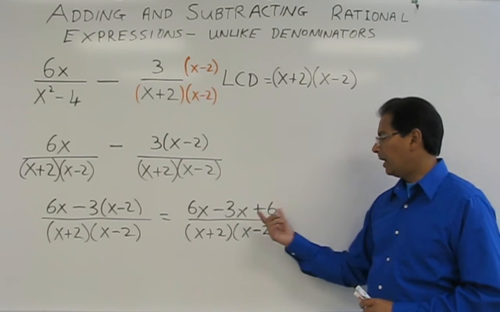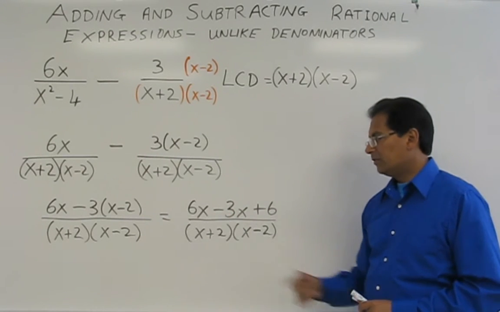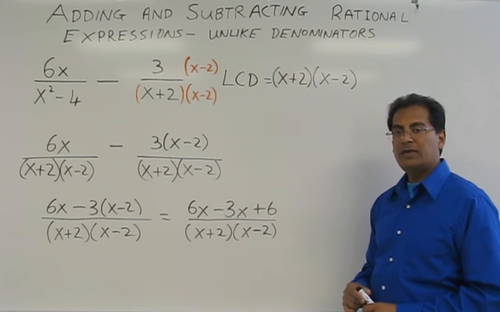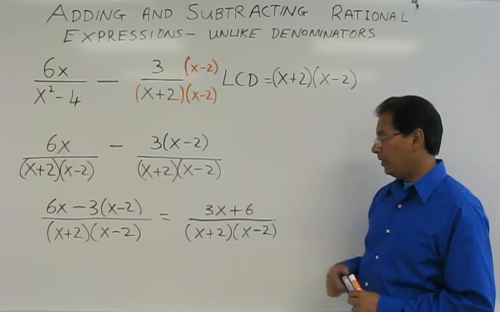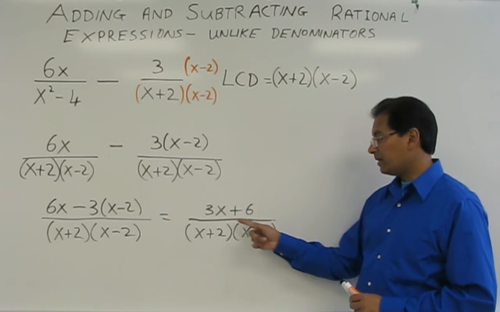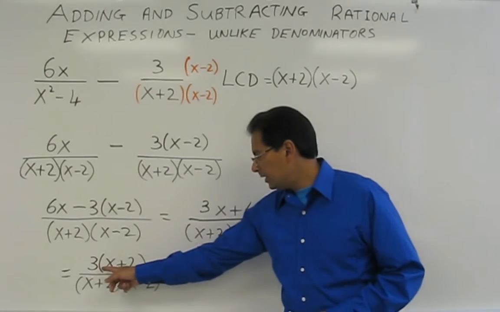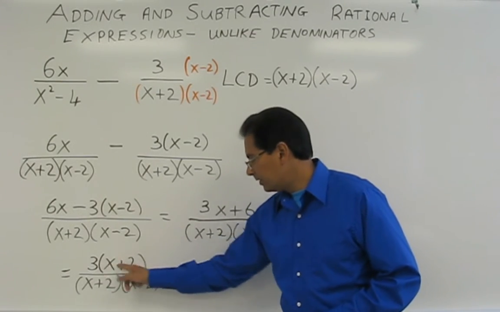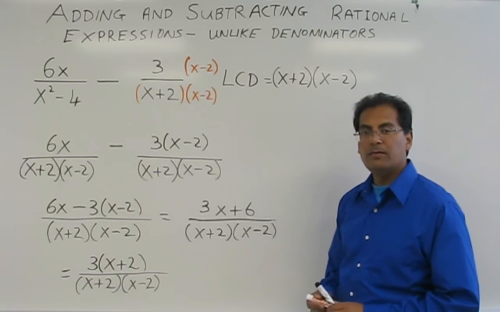We can combine these two terms. We can combine 6x and 3x. 6x minus 3x gives us 3x. And then we can see now we have 3x plus 6. We can actually simplify that by factoring out a 3. So if I factor out a 3 from the top here, what do we get? Well, we get 3 times x plus 2. 3x plus 6 becomes 3 times x plus 2.